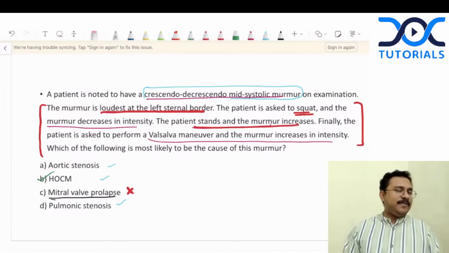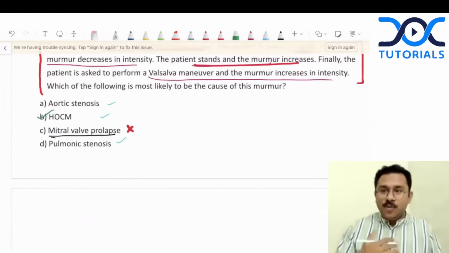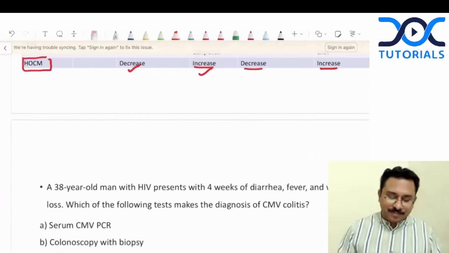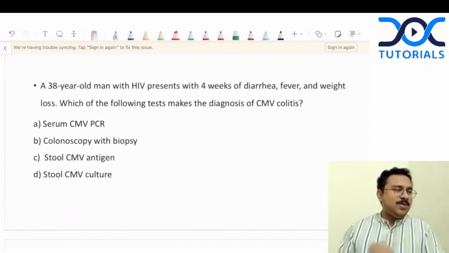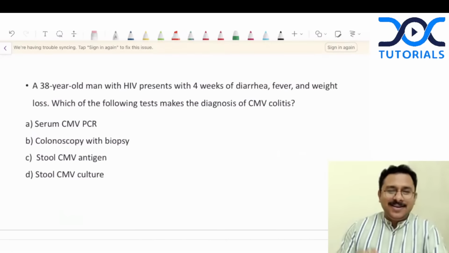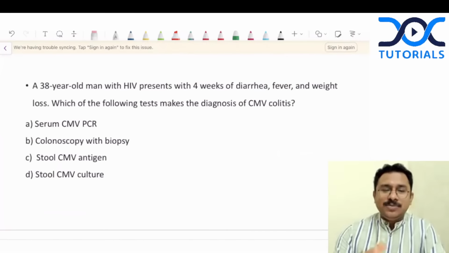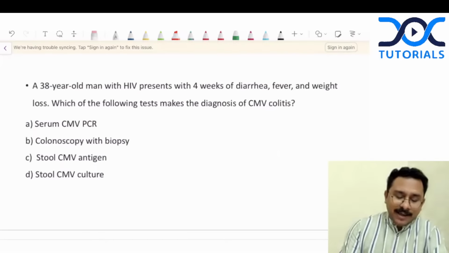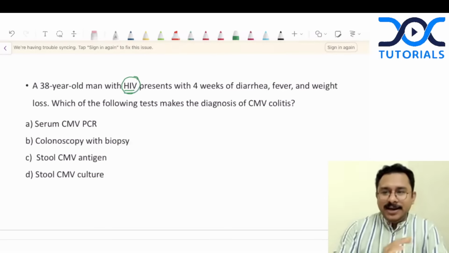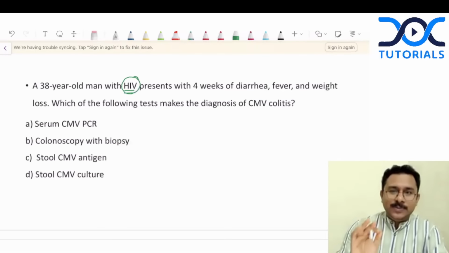I hope it is clear for you and all of you are in agreement with what I said. Okay, next one. Let's see who's going to answer this one. A 38-year-old man with HIV. Remember, my dear children, for your exams, NEET PG and INICET, HIV is a very important topic. You have to know it A to Z. I have discussed it in detail in my lectures.